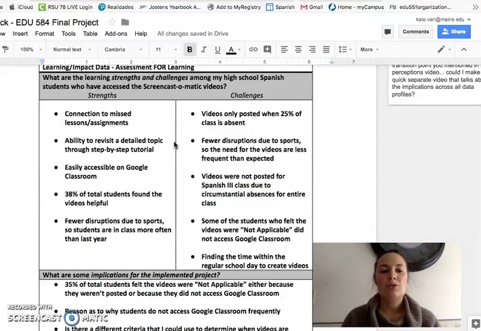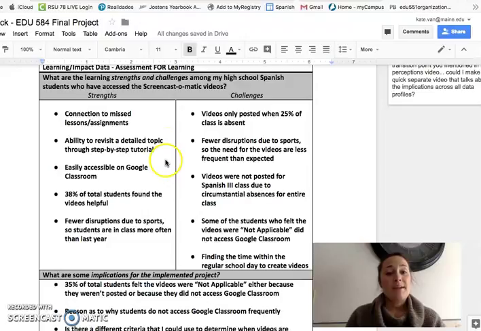So those are two of the big strengths that when I first identified the project back in 583, those are two of my goals, and I think that for some of the students who had accessed the videos, these two things really have worked well and are strengths. And then consequently on the other side, may not have worked well for other students. So I'll talk about that in just a second.